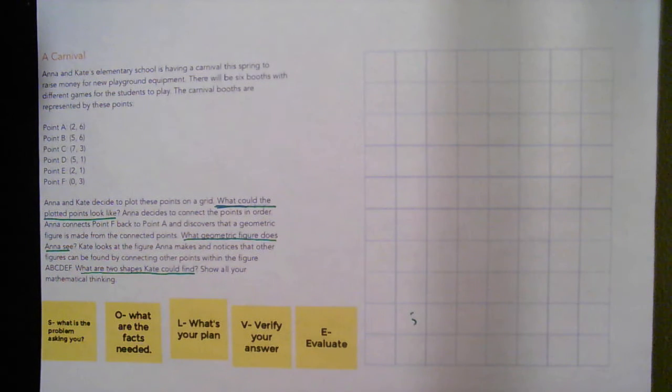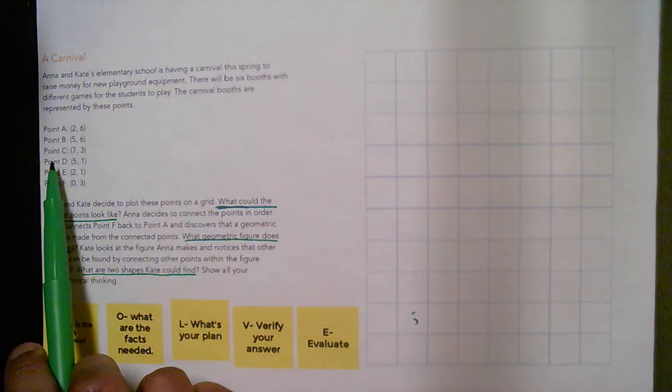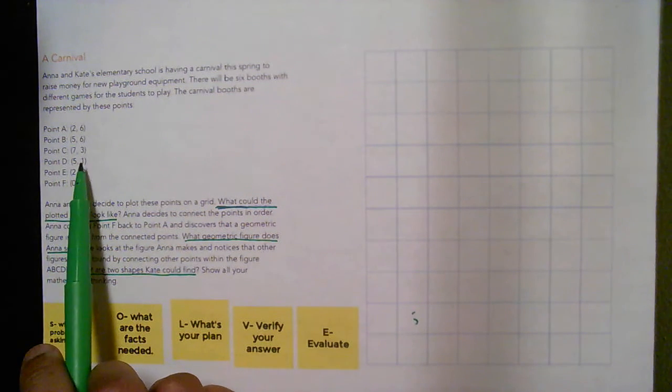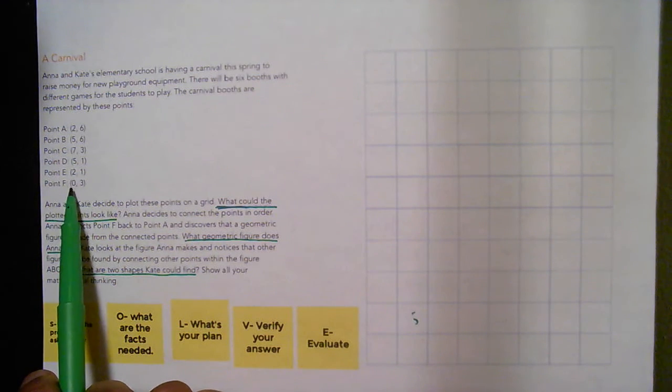Anna and Kate's elementary school is having a carnival this spring to raise money for new playground equipment. There will be 6 booths with different games for the students to play. The carnival booths are represented by these points. Point A, 26. Point B is 56. Point C, 73. Point D is 51. Point E, 21. Point F is 03.